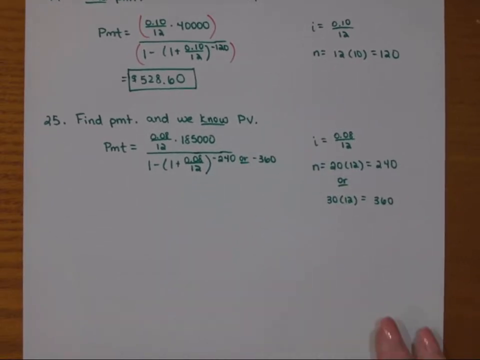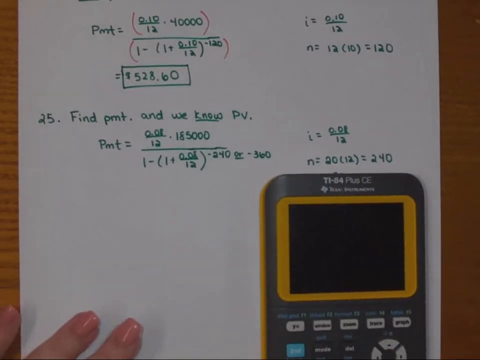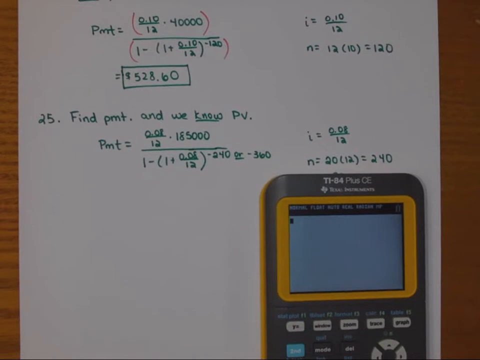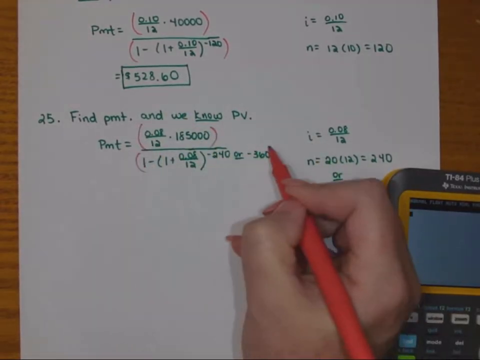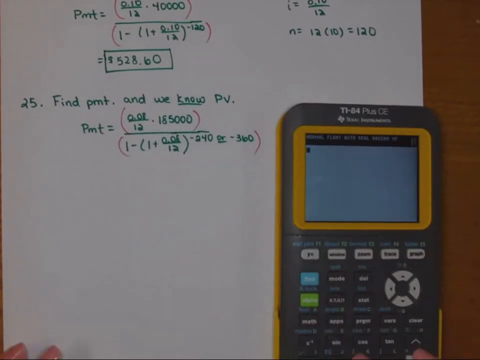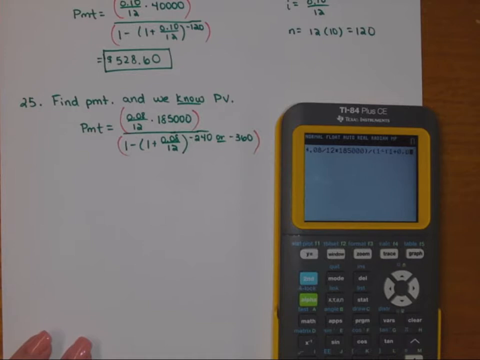So this is a time where you might be able to use your second feature. Let's talk about what I mean by that. So let's enter it in. First, before we do, let's put parentheses here and here. So let's do the 240 first. So 0.08 divided by 12 times 185,000, divided by 1 minus 1 plus 0.08 divided by 12. So first I'm going to raise it to the negative 240 power, see what happens.